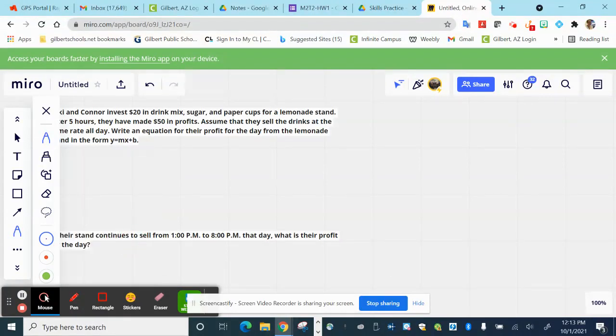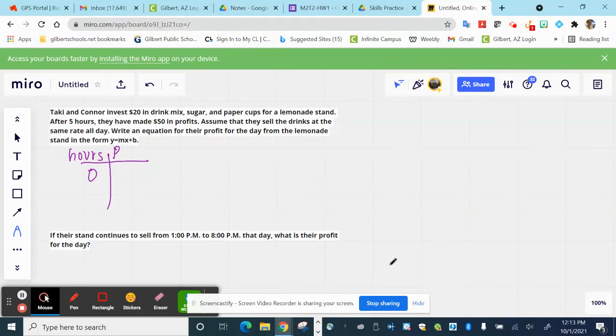All right. When you have a word problem, you want to go to a table. Usually that's the best starting place. We're going to take the information that we have from the problem. We know that they started out with $20. So when they're starting out, if this right here is their hours, and this, the y, the output, is going to be the profits.